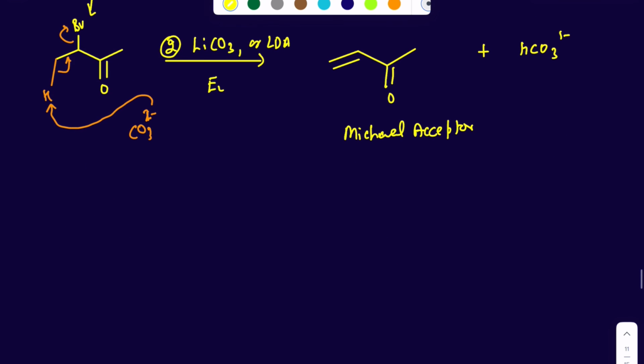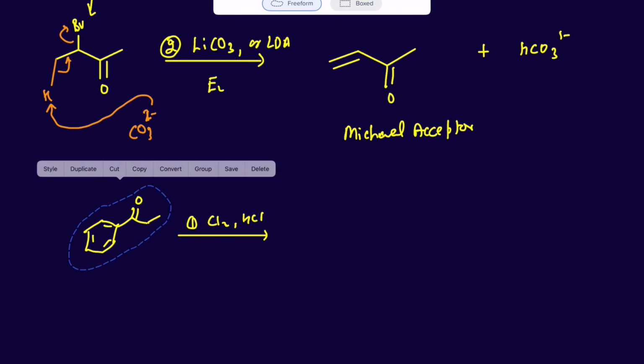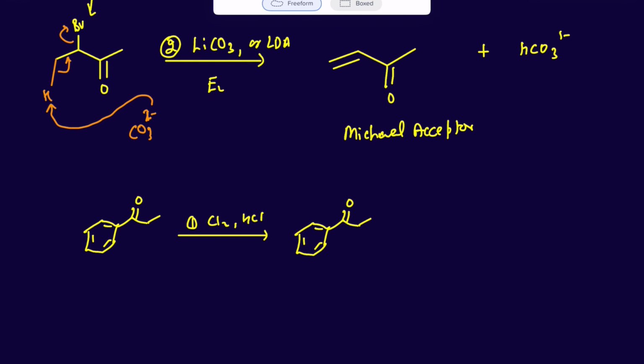You can also use, suppose I have something like this. In the first step, I can use Cl2 with HCl. So the Cl2 with HCl, that's under acidic condition. I don't want to be doing this under basic condition because that would install multiple halogens, and I don't want to be doing that. So that installs the first chlorine there.